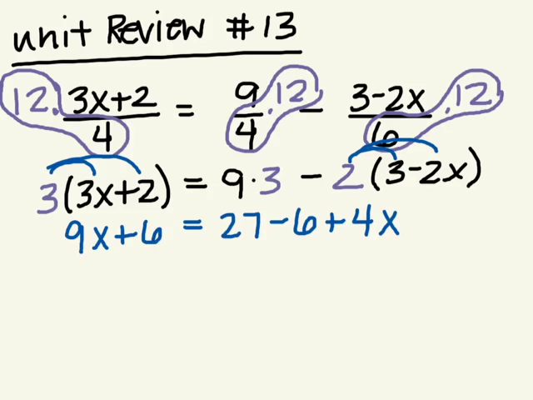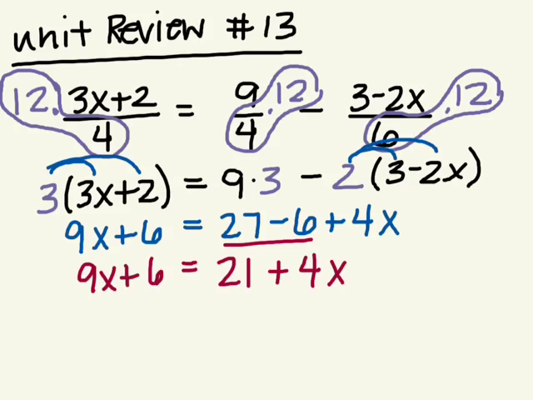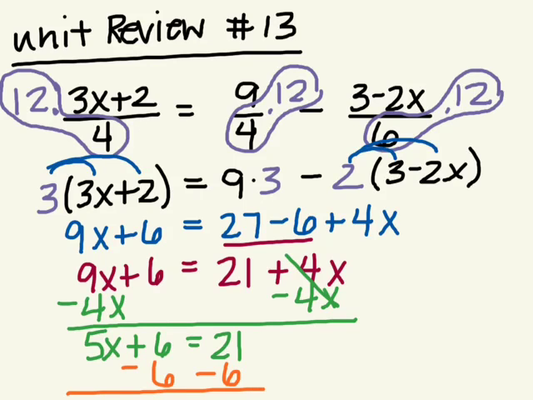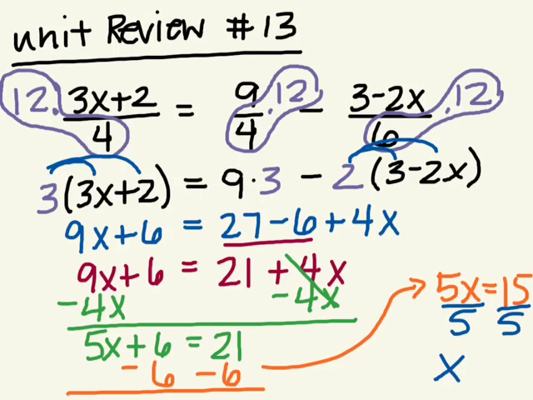Before you start moving across your equation, you need to combine like terms. Nothing to combine on the left side of our equation, but we can do 27 minus 6 is 21. Next, I'm going to subtract the 4x from both sides. And then the 6, you guys should be able to get ahead of me right now. You should be busting through this. And you get x equals 3.